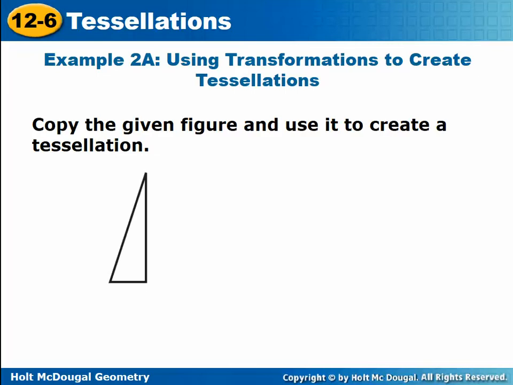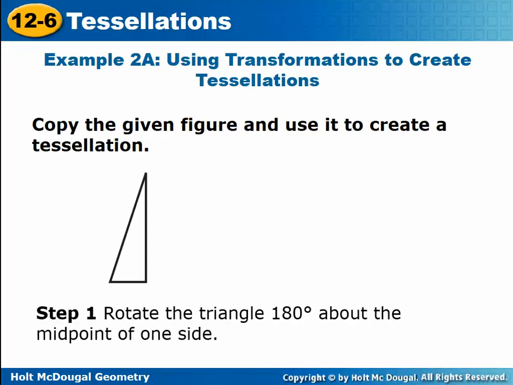All right, in this part we're going to copy this figure and use it to create a tessellation. There's a video in your folder that shows how to do this in Sketchpad. But if you're doing this on paper, here's how you'll do it. And there is a problem on the worksheet where you have to do this as well. So here's the triangle. What we're going to do is rotate the triangle 180 degrees about the midpoint of one side. So if you found the midpoint of this side, let's say I found it and it was right there, then I'm going to rotate the triangle about that point, which would give me two triangles together. It looks like they rotated about this point instead.